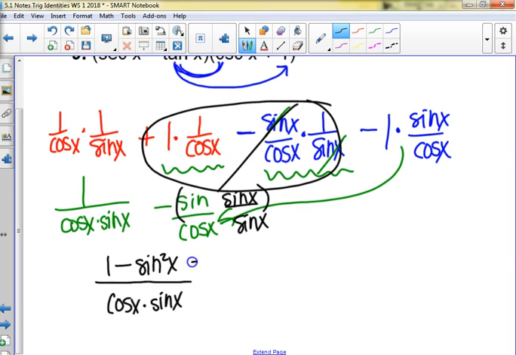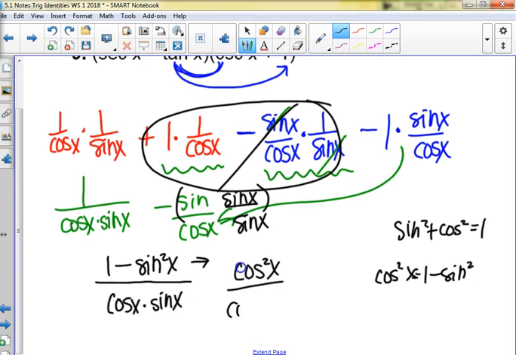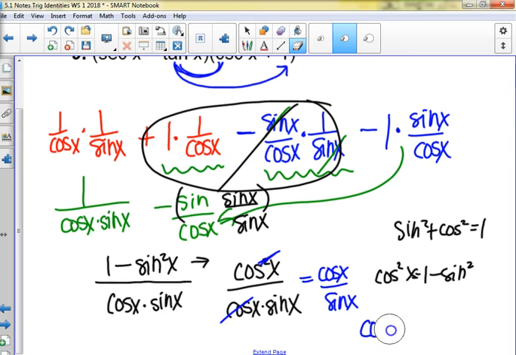Okay. What's the trig trade for this? Sine squared plus cosine squared equals 1. So 1 minus sine squared would be left over on this side a cosine squared. Okay. So the top becomes just a cosine squared. The bottom is a cosine sine. So what happens now? Cosine cancels one of those cosines, yes? So I have cosine over sine, which is cotangent. Just kidding.